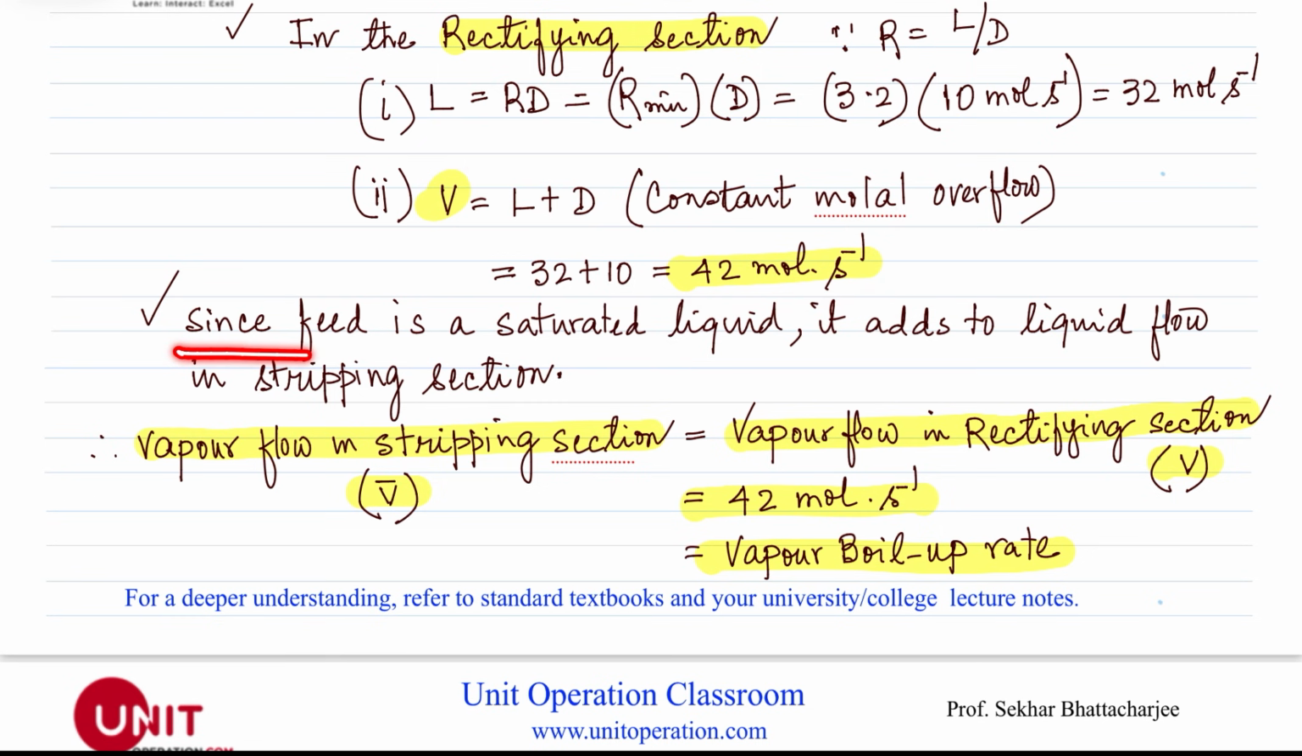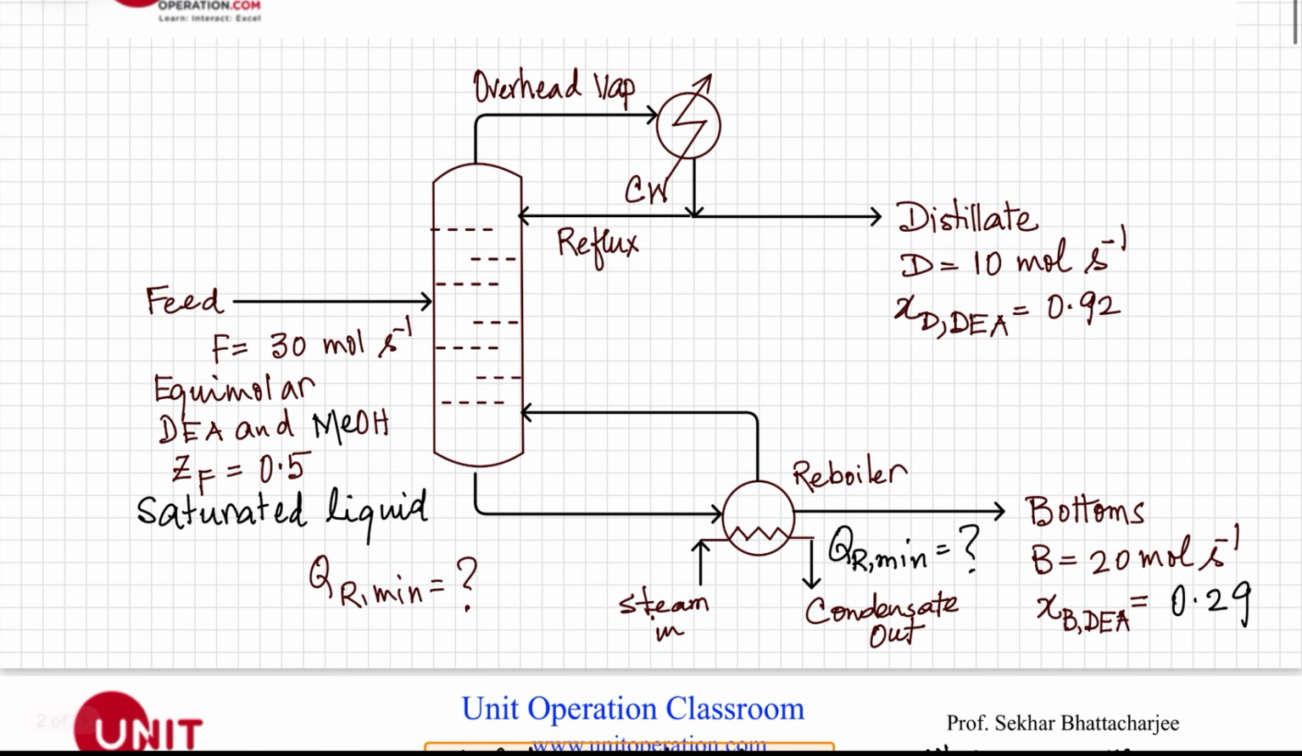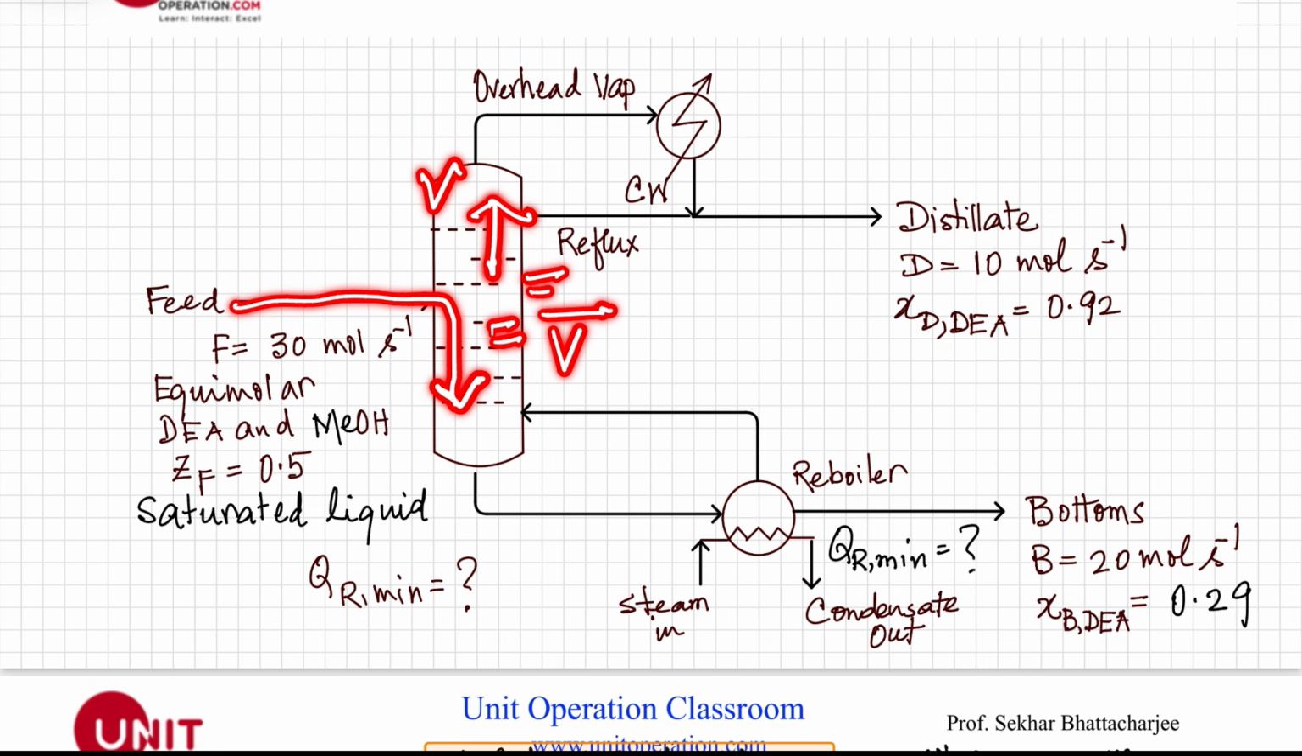Now, since the feed is a saturated liquid, it adds up to the liquid flow in the stripping section. Since this is a saturated liquid, it just goes down directly into the stripping section. Whatever the vapor flow rate is in the rectifying section must be equal to the vapor flow rate in the stripping section. So V bar is equal to V. We already found out V.